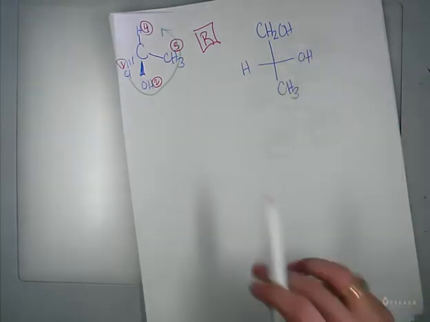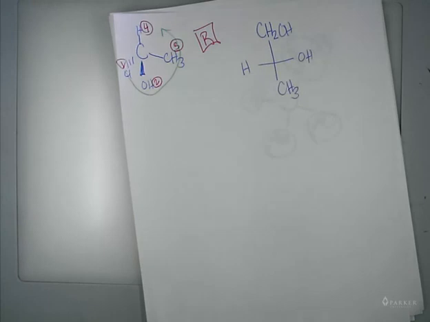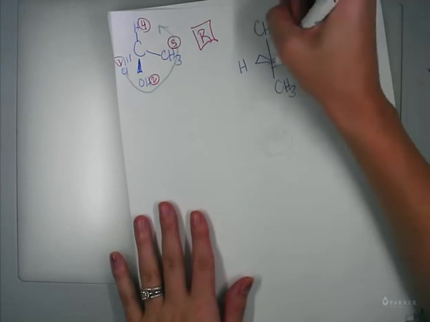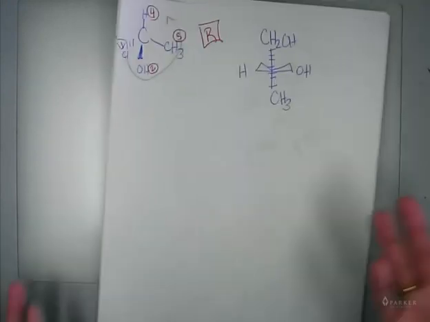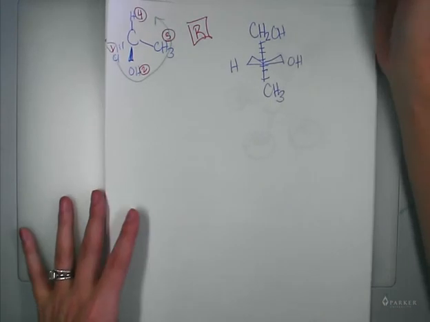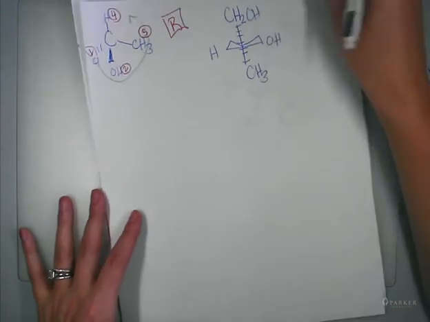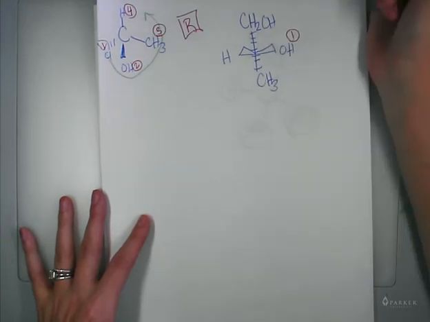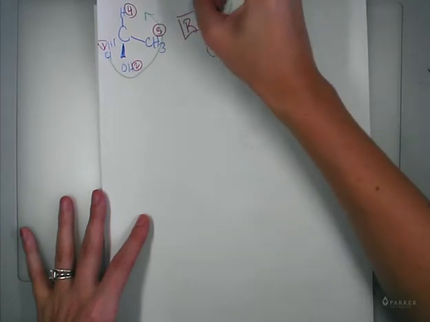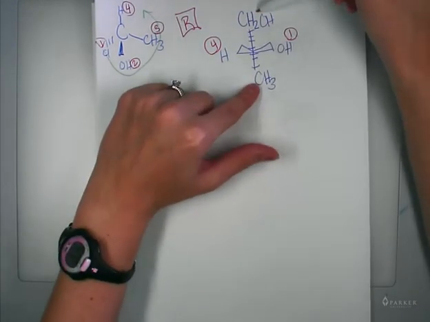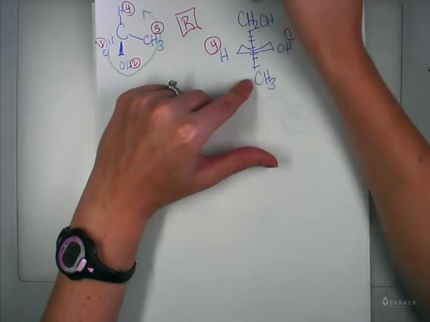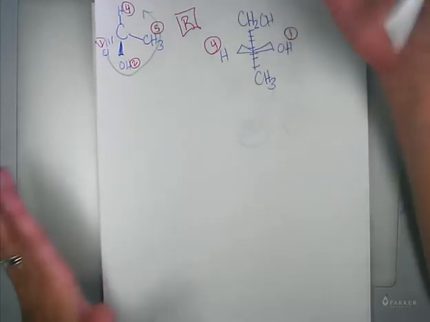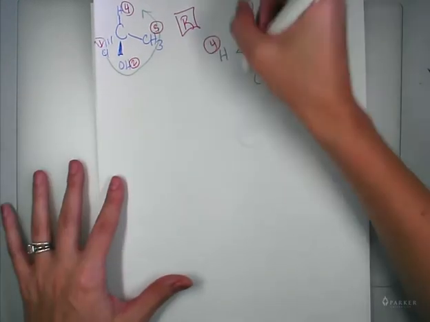Okay, so going left and right, is that a wedge or a dash? Wedge, so let me just draw those in, and then up and down, dash. So that's one thing to remember. Now let's do priorities. What is number 1? OH. What's 4? H. And between these 2, which one would be number 2? Top one. Because this is a CH2 with an OH, and this is just a CH3. CH3 is usually a really low priority.